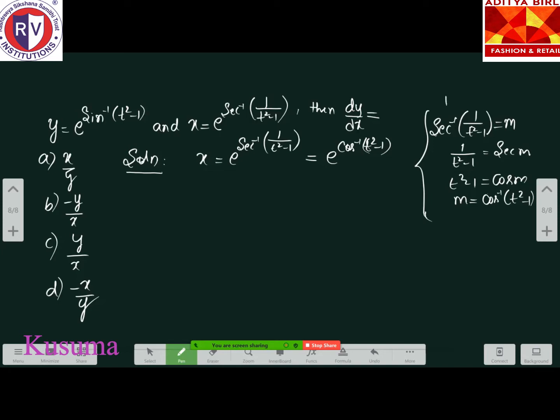Okay, look at this. This is how you do it. Secant inverse x, let us consider it as m. Then secant m will be equal to 1 by t square minus 1. So now let us take the reciprocal. Secant x is 1 by cos x, right? Or cos x is 1 by secant x. So cos m will be t square minus 1, or m is equal to cos inverse t square minus 1.